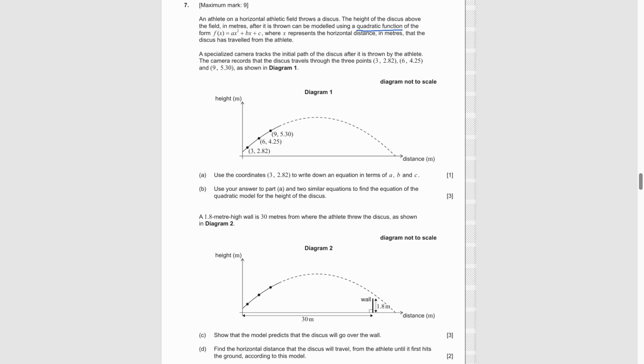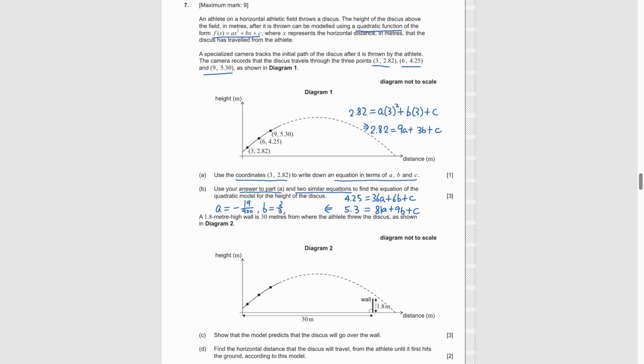Question 7. We have a quadratic function, and we know that it passes through the 3 points shown here. For part A, we use the first point to form an equation in terms of A, B, and C by substituting the coordinates of that point into the function. For part B, we do the same with the other 2 points. Substitute them into the function to form 2 more equations. Now, we have a system of 3 simultaneous equations. Solving this system allows us to find the values of A, B, and C.